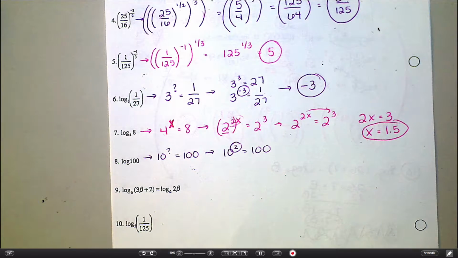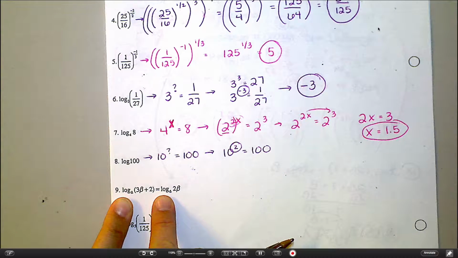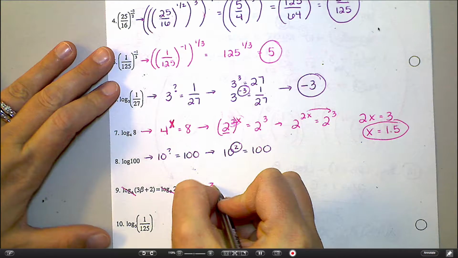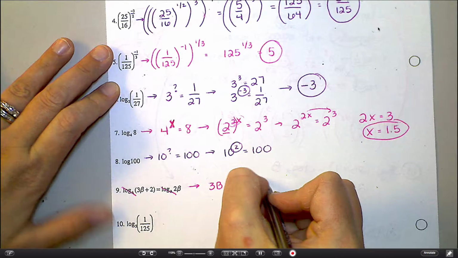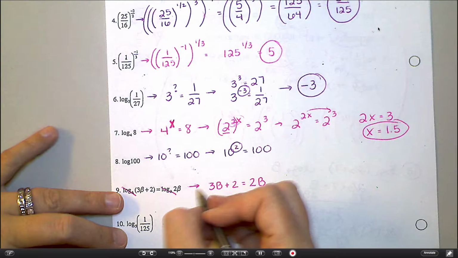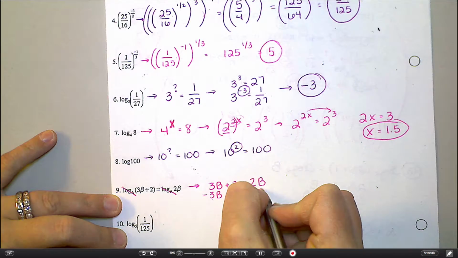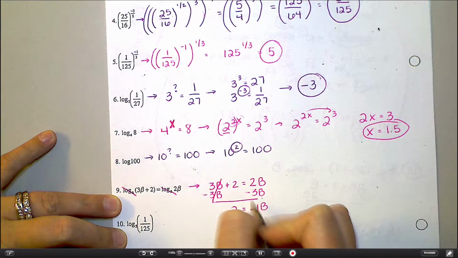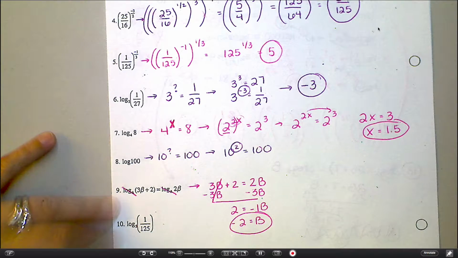Okay, this one is another one similar to the one on the front, where if I'm doing the log with the same base on both sides, I can just drop the logs off of there. And I end up with 3b plus 2 equals 2b. And then I'm just going to solve like an equation. So I would subtract 3b from each side. So I end up with 2 equals -1b. Divide by -1 on each side, and I get a -2 for my b value. And that's my final answer.